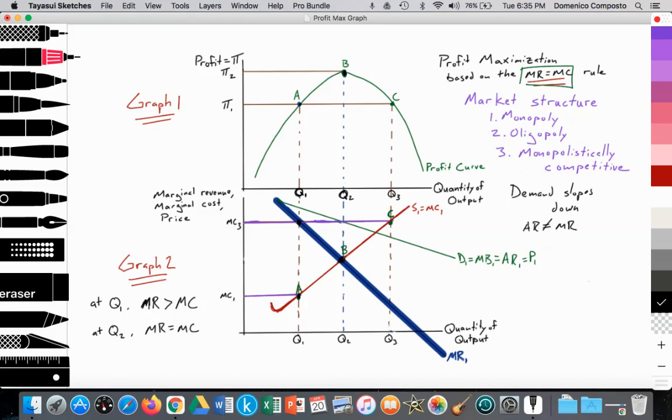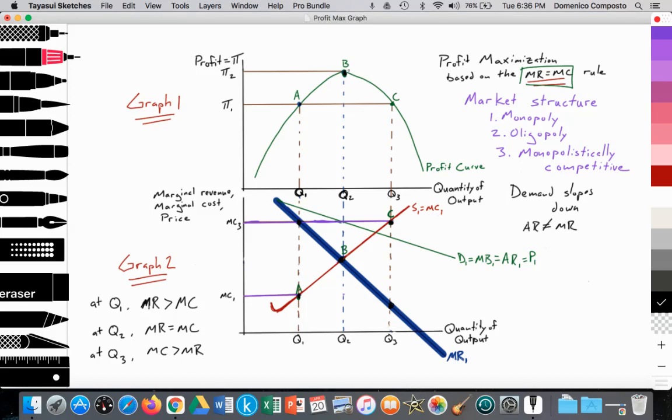So if they produced along their supply curve or their marginal cost curve from point B to point C, generating a level of output at Q3, we see that at Q3, the marginal cost now at point C is greater than the marginal revenue at this point over here. So the marginal cost of that production is greater than the marginal revenue. The additional cost of producing that additional level of output is greater than the additional revenue gained, which means that it's going to eat into profits.